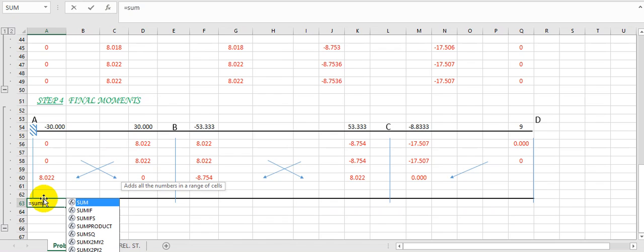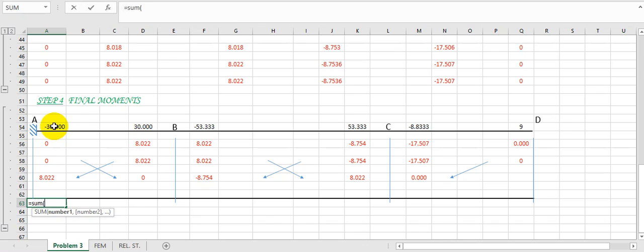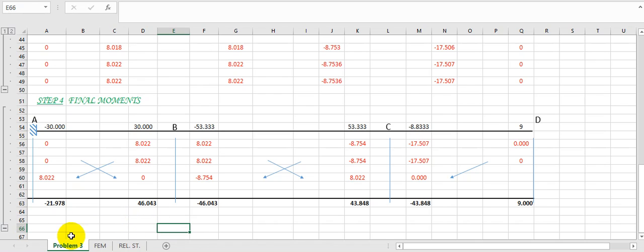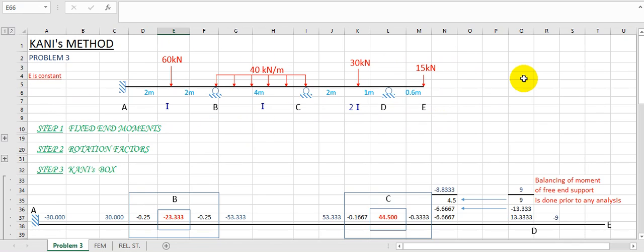It is equal to summation of all the moments. So these are my final moments, as you can see here. These values have to match exactly and have to be opposite in nature. By opposite in nature I mean that if this is plus, this has to be negative. Again, these are matching. Okay, and here it is +9. So we have now successfully analyzed this problem as well. Okay, and that's it for today.